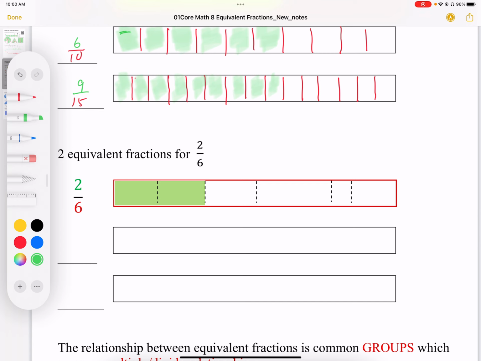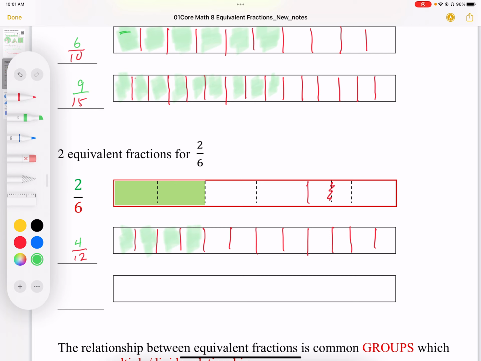For 2/6, I'm going to do a times by 2 on top and bottom. So I'm going to end up with 4 out of 12. So that means that when I divide this, I'm going to start with my 6 pieces. This line should be over here. I've got my 6 pieces, and I'm going to times by 2, which is going to double. I'm going to have groups of 2, and then my 2 pieces shaded now become 4 pieces shaded because I doubled the grouping of those.